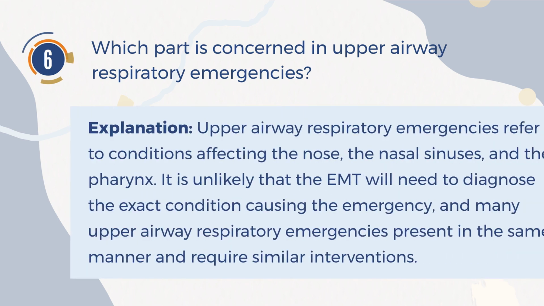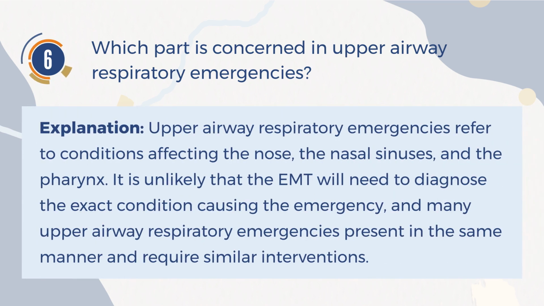Nose. Explanation. Upper airway respiratory emergencies refer to conditions affecting the nose, the nasal sinuses, and the pharynx. It is unlikely that the emergency medical technician, EMT, will need to diagnose the exact condition causing the emergency, and many upper airway respiratory emergencies present in the same manner and require similar interventions.